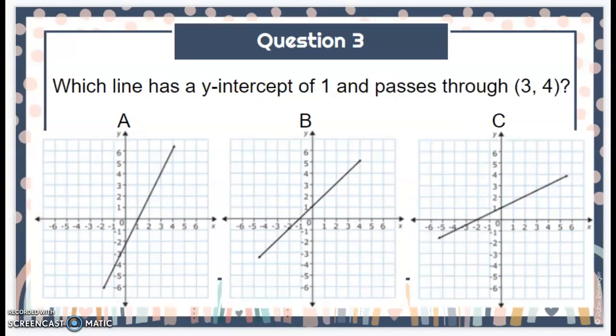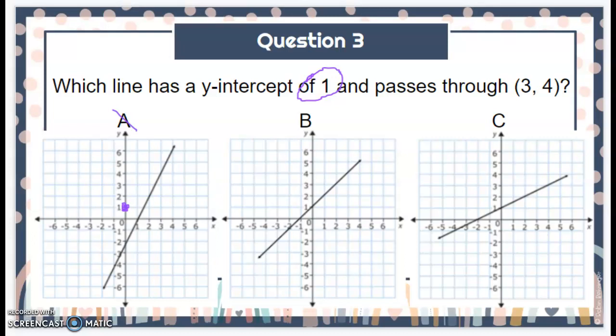All right, question 3. Which line has a y-intercept of 1 and passes through (3, 4)? The first thing I want to do, we could do a couple different things here. We could either look at the y-intercept of 1, or we could look at the coordinate point of (3, 4). I'm going to start at the y-intercept of 1, and because this is a positive 1, it doesn't say negative, I know I need to start at the origin and go up. I notice in A, when I start at the origin and go up, it does not land on my line.